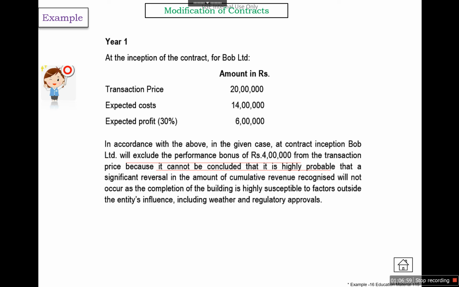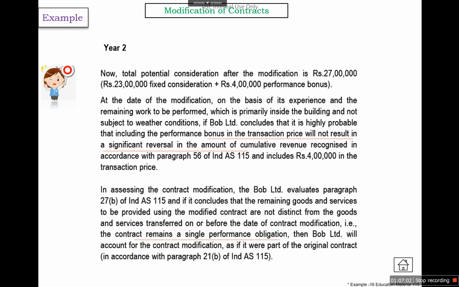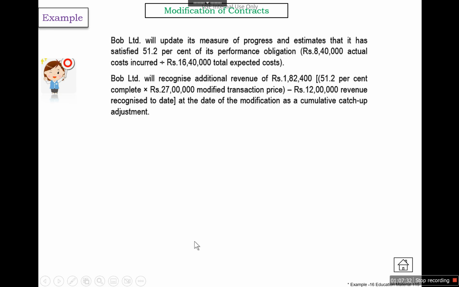And in year 2, it says that the bonus in the transaction will not result in a significant reversal because it has completed 51% of the work. So in assessing the contract modification, Bob Limited evaluates and concludes that the remaining goods and services to be provided using the modified contract are not distinct from the goods and services provided on or before the date of contract modification. The contract remains a single performance obligation, so it will be booked on a proportionate basis.